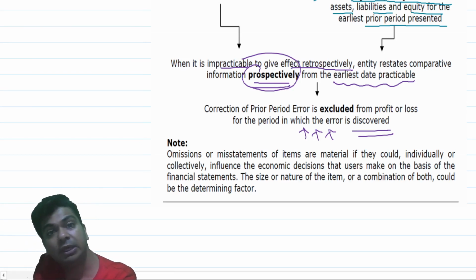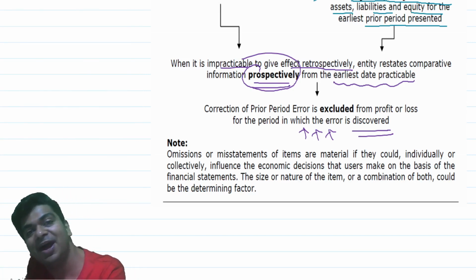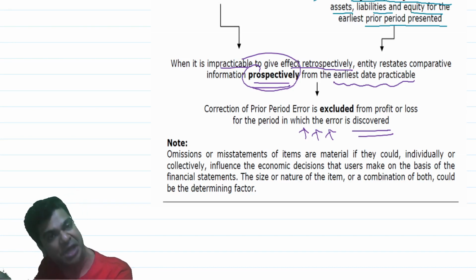Right? If you will give the effect in the current period itself, how can you say it is a prior period item? Prior period item means it should be something relating to the previous years. And if it is relating to the previous years, the effect should be given in the previous years.